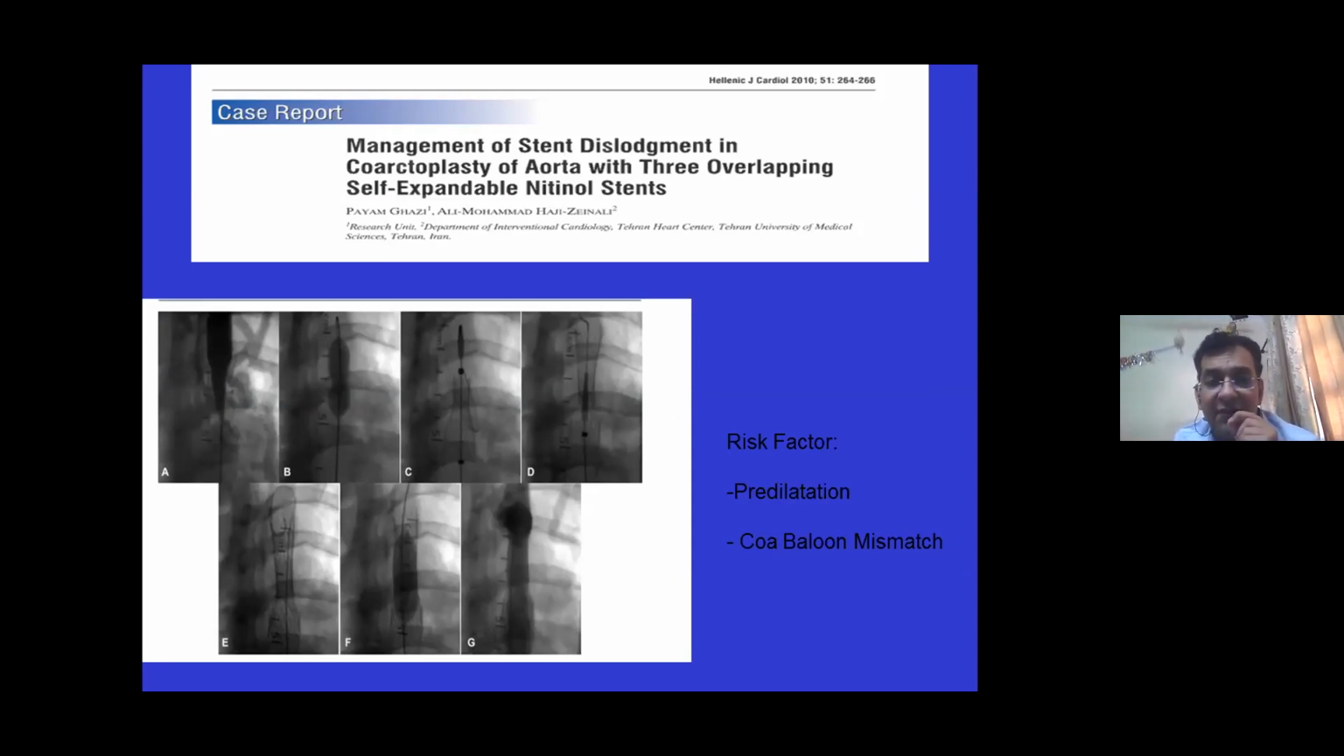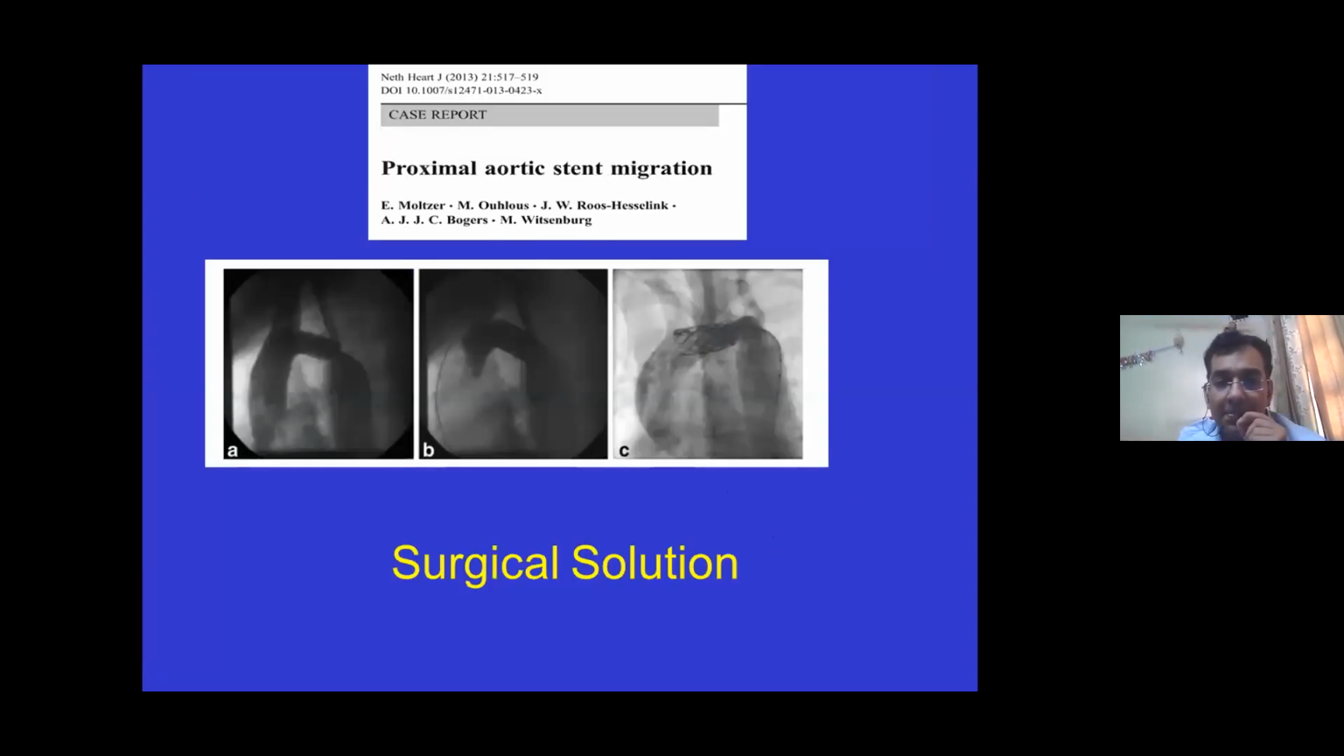So what are the other options? Like this particular case, which I've taken, is management of stent migration in coarctoplasty with 3 overlapping nitinol stents. So what they ended up doing, to ensure that the stent which had migrated would hold on, was to deploy stent within stent, 3 stents to make a casing. Many of the case reports talk of surgical treatment for this particular migration. If it's a proximal segment which has migrated, always go for surgical retrieval of the stent.